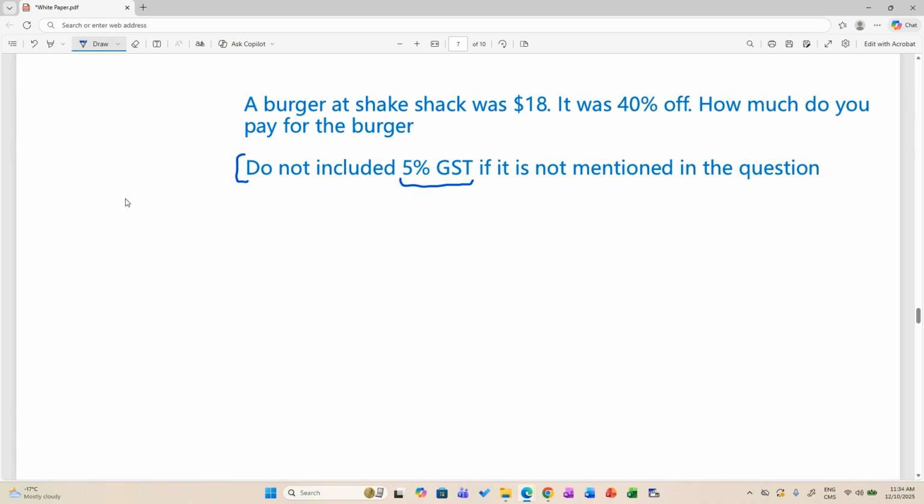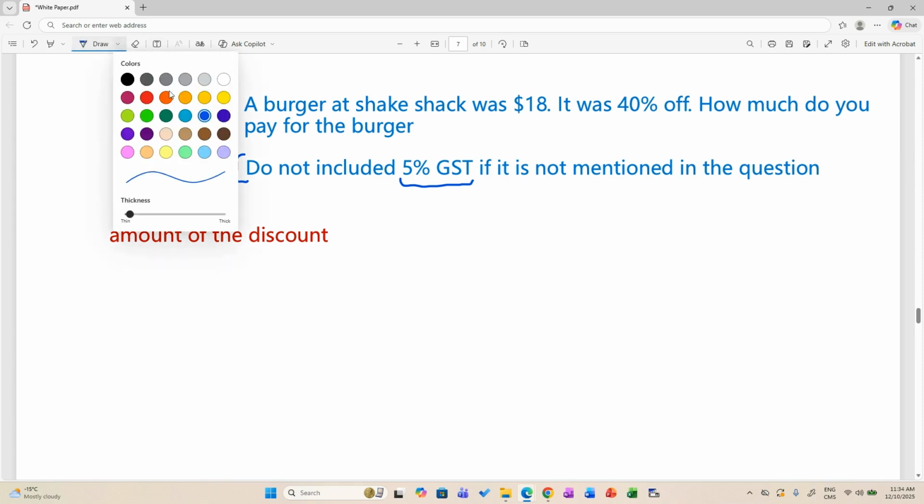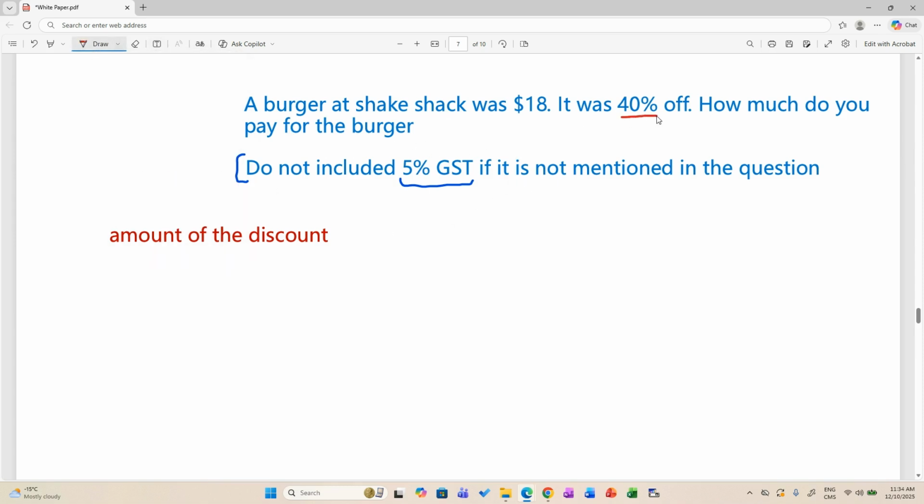So to find this problem, let's start by doing this. Here's my hint to do it very systematically. I want to first find the amount of the discount. That's what I want to find first. So the amount of the discount, my discount is 40% off and it's from $18. So 40% off, that means I have to find 40% of $18. So 40% of 18, let's find out what that is.